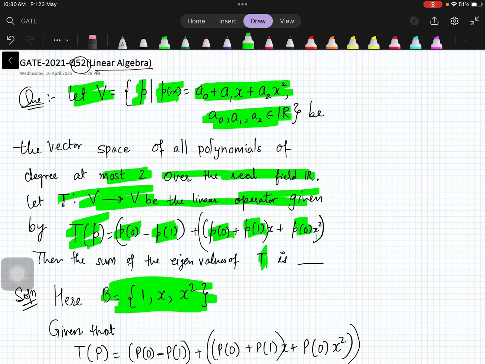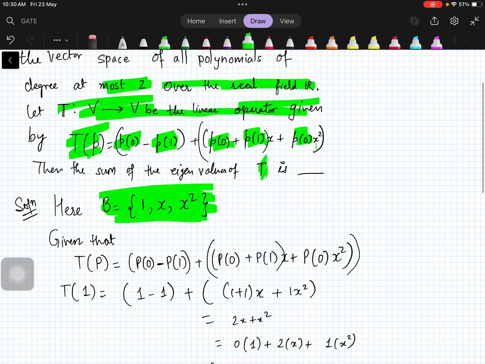So for a vector space of polynomials of at most degree 2, this is the basis, which is the most trivial one. So we'll choose that, and we already know how to find the matrix representation with respect to this basis. So how are you going to find it? You have to find T of 1 first. So here I have taken T of 1.